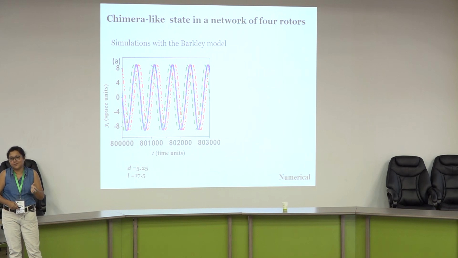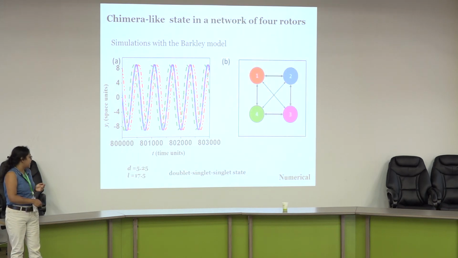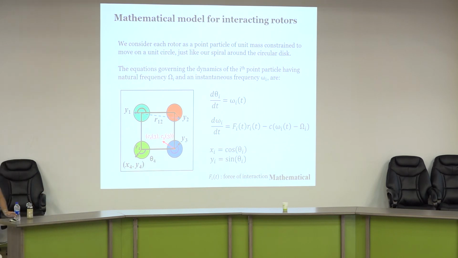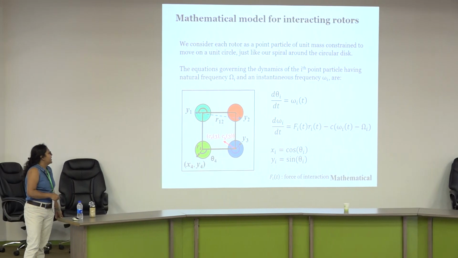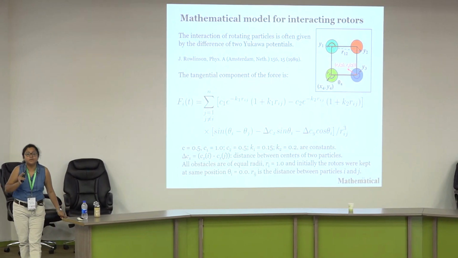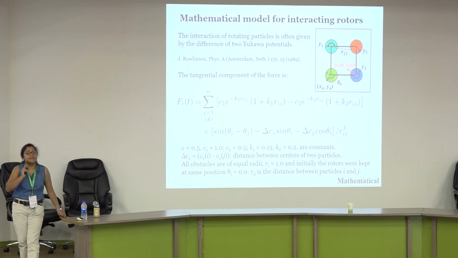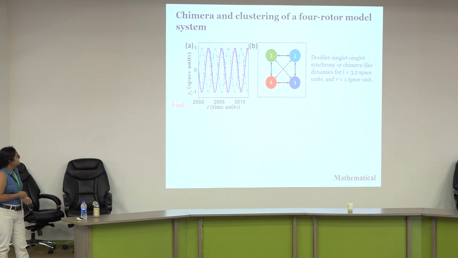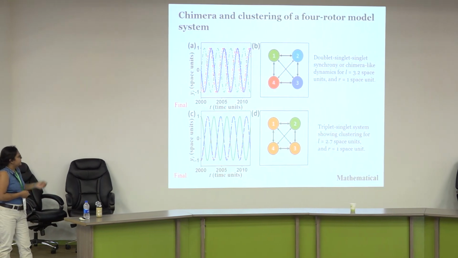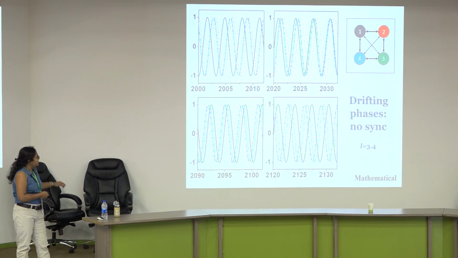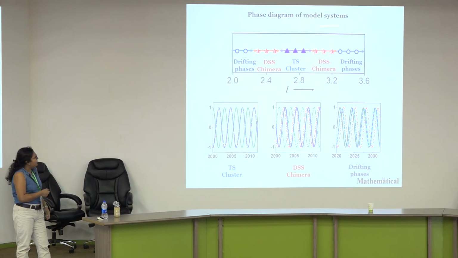So we did simulations with the Barkley model and managed to find some, but then we thought why not go to the Kuramoto type of thing. We looked at the phase angle and the frequency, and here we use the interaction energy as the difference of 2 Yukawa potentials. This is something that is taken when we look at interactions of rotors and spiral and scroll waves. So this gave us very nice results of doublet, singlet, singlet, triplet, singlet, and also drifting phases, and we got a phase diagram here.